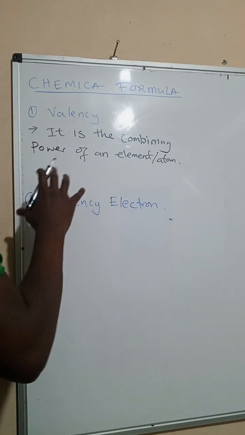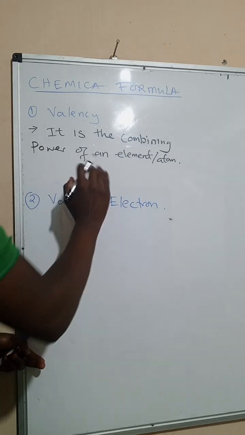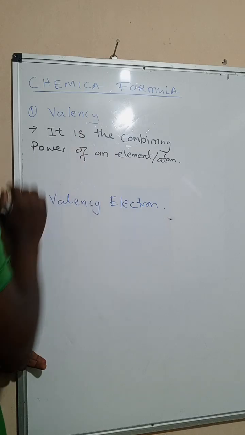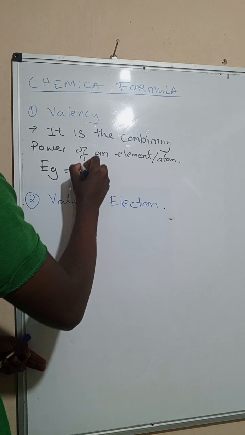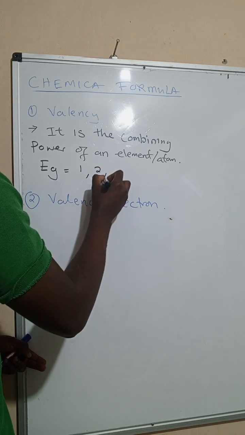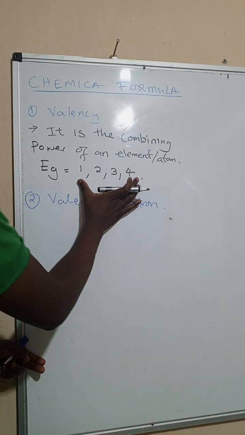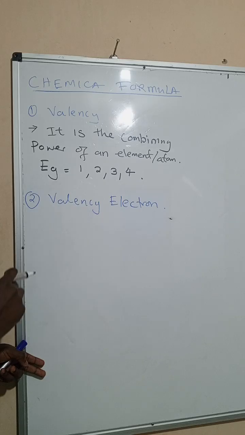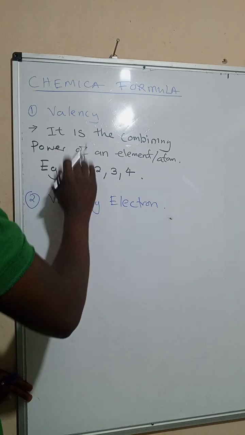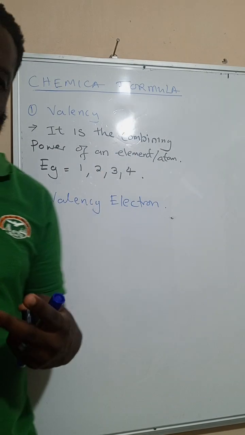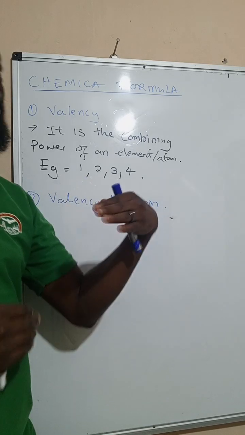When different atoms join together, they combine with one another. They use valencies to combine. In the chemistry that you are doing, the common valencies are valency 1, valency 2, valency 3, and valency 4. These are the common valencies used in your syllabus. So if they ask, what is valency? You say valency is the combining power of an element, the ability or capacity of that element to combine with another element.